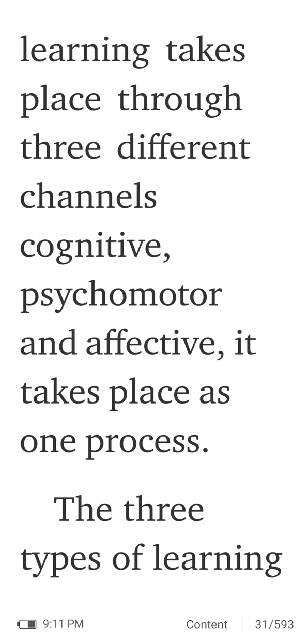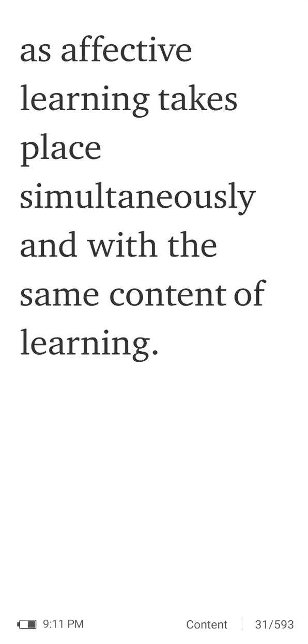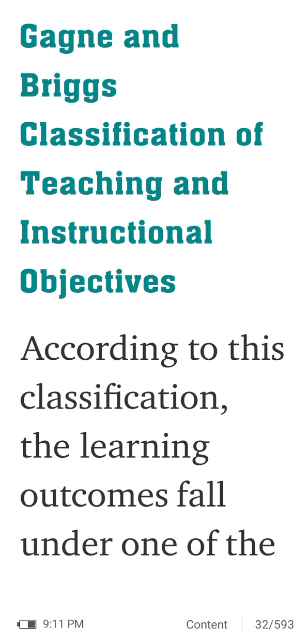It takes place as one process. The 3 types of learning are not mutually exclusive. The differentiation among them is warranted because of the nature of the behavioral outcomes. It is clear that cognitive as well as affective learning takes place simultaneously on the same content of learning.